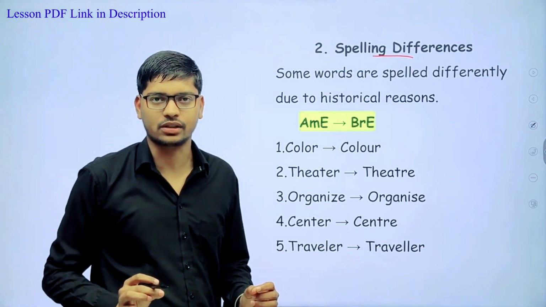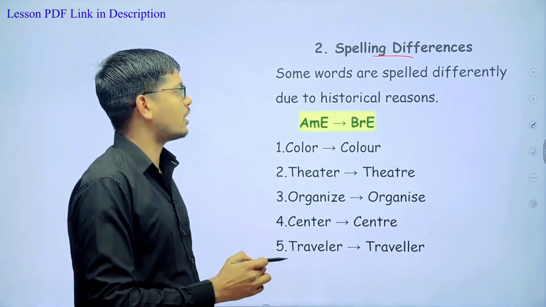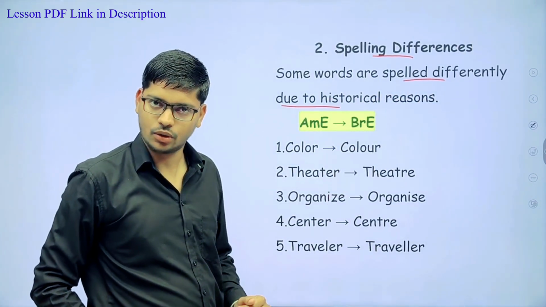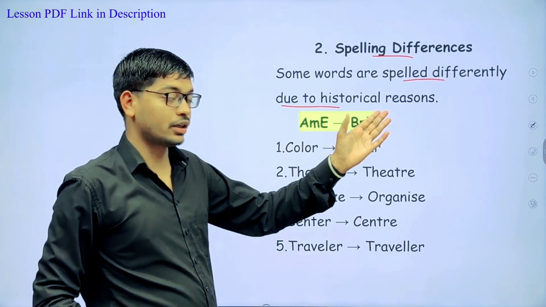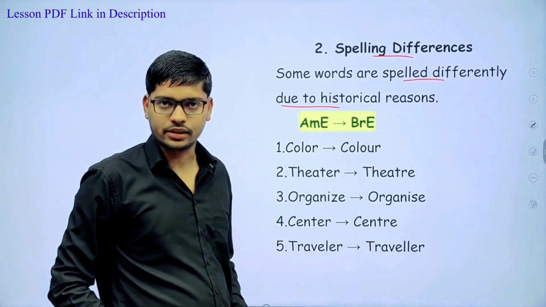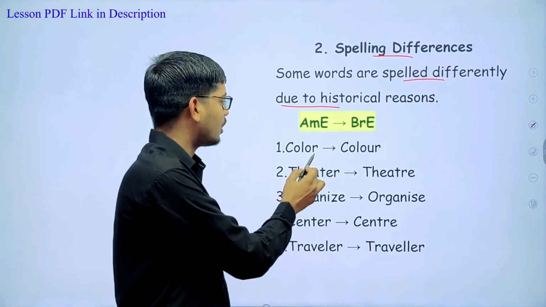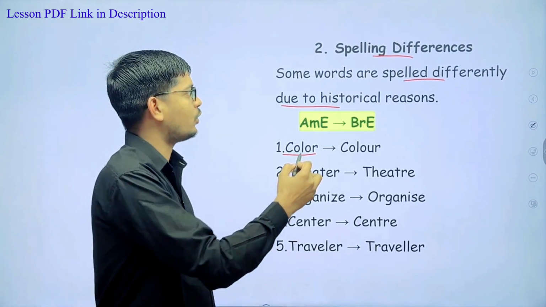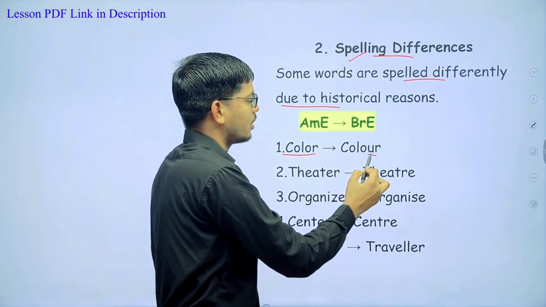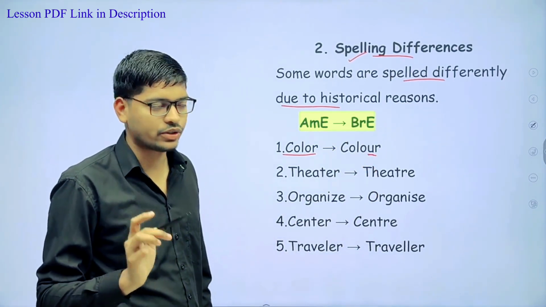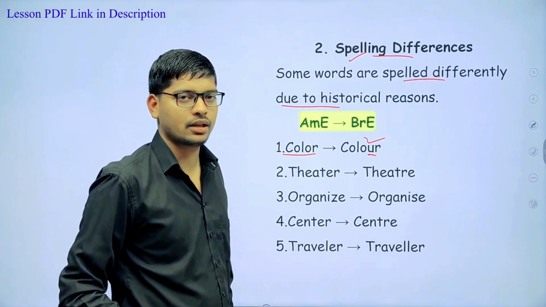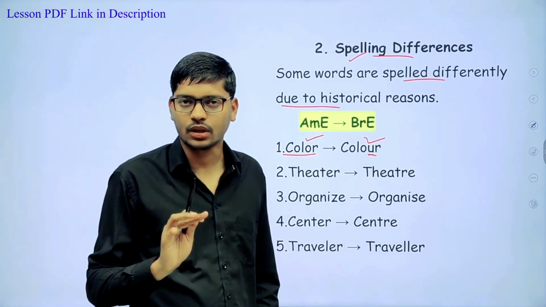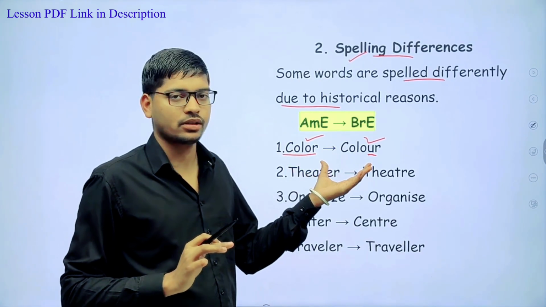Okay, spelling differences. Some words are spelled differently due to historical reasons. For example, color in American English. If I talk about the spelling difference, colour in British English. Their sound is similar, but the spelling is different here.